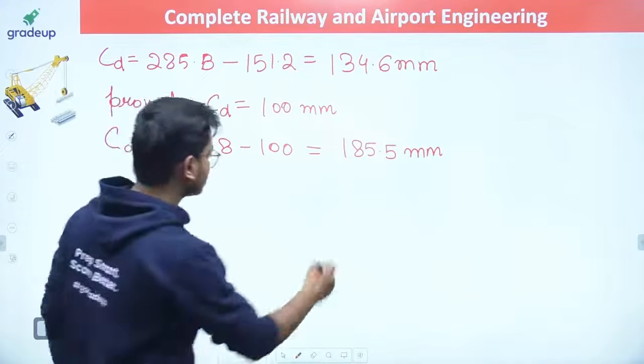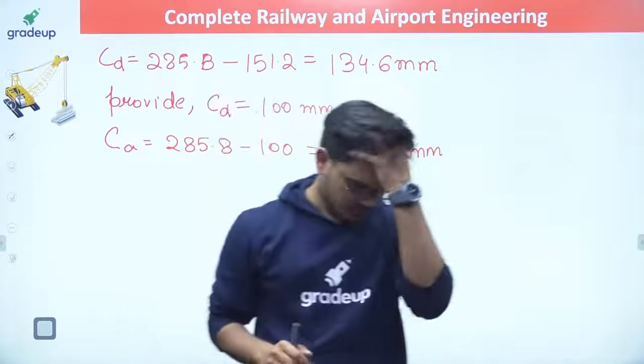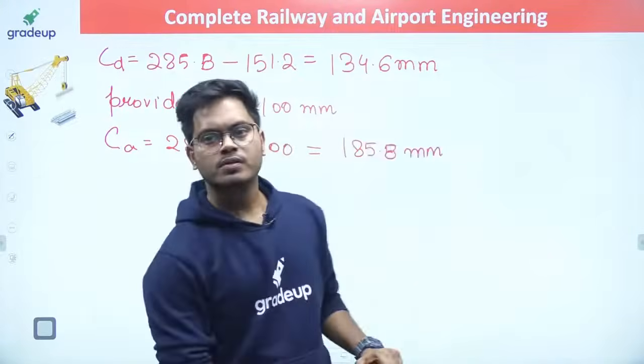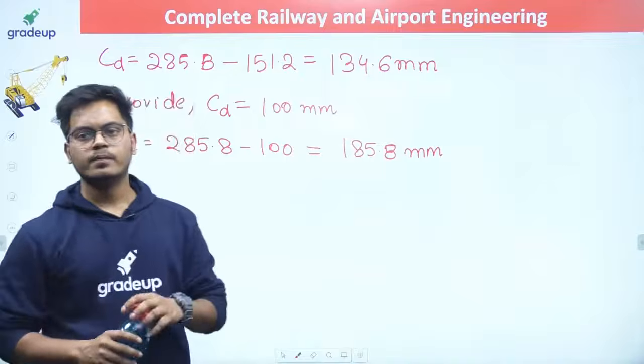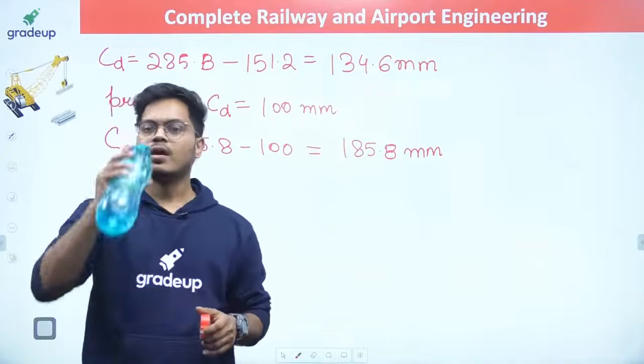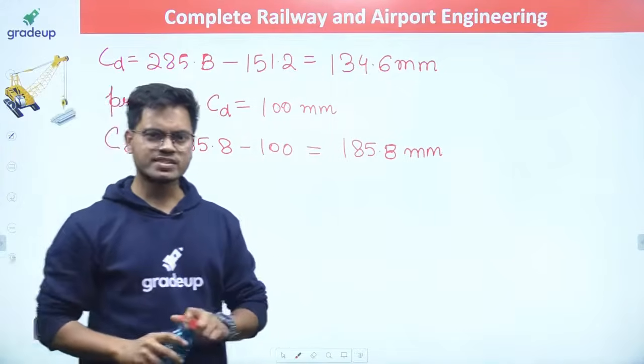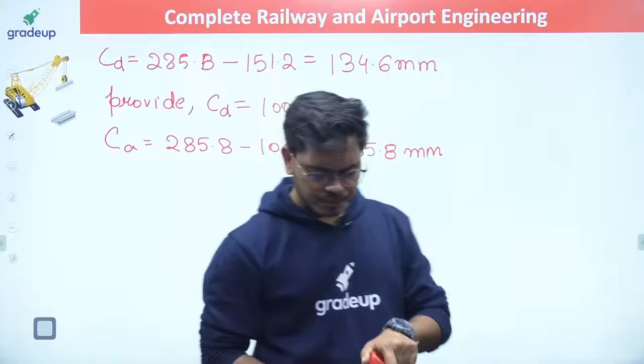Answer please, everybody. Is it correct? 185.8. Everybody correct? Quickly respond. Very good, Aman. Very good, Abhay. It is set. Full power. Brilliant, brilliant.